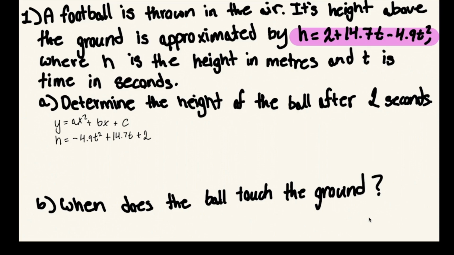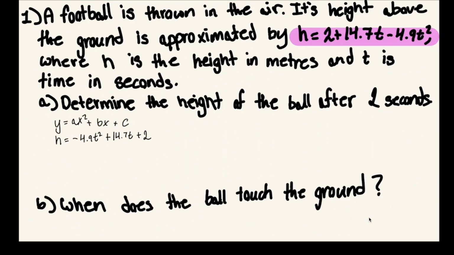You might be wondering, why would I have to model it into ax squared plus bx plus c? Well, in this specific question, where it says determine the height of the ball after 2 seconds, you don't really need to. But in part B of the question, when does the ball touch the ground? This form will be very helpful, and I'll explain that later. But let's first answer 1a.